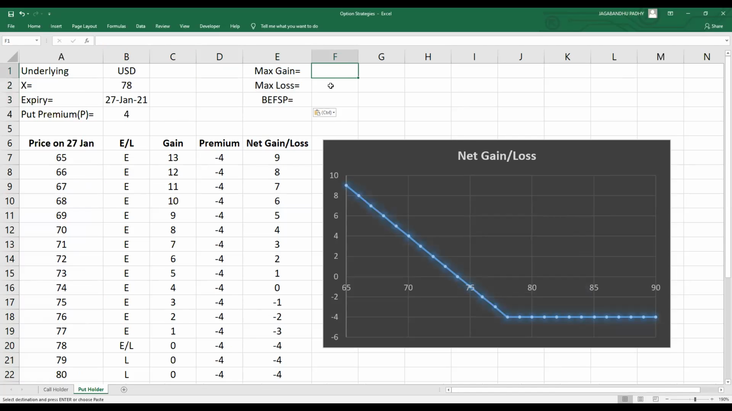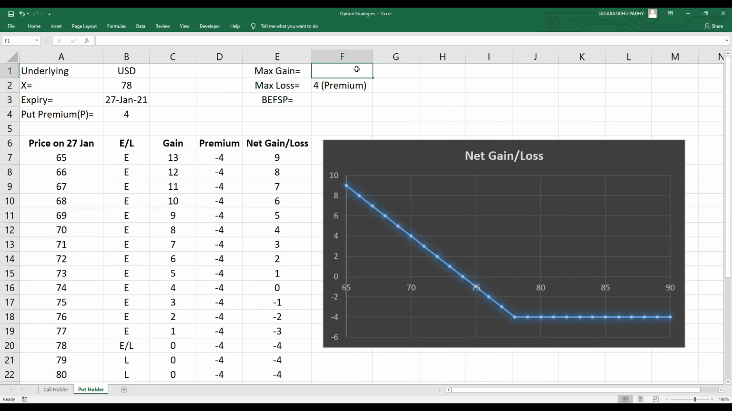Max gain, but max loss is 4, which is nothing but the premium itself. But maximum gain is not infinite. Maximum gain that is possible, that is not infinite. Is it infinite, maximum gain? No sir. No, because can the price of any commodity ever become negative?